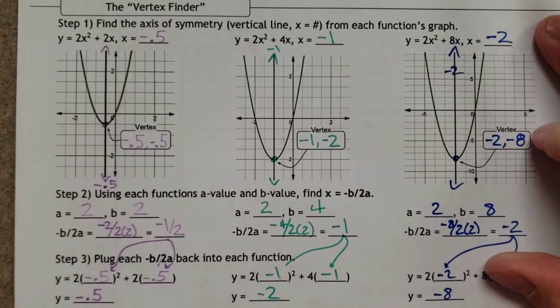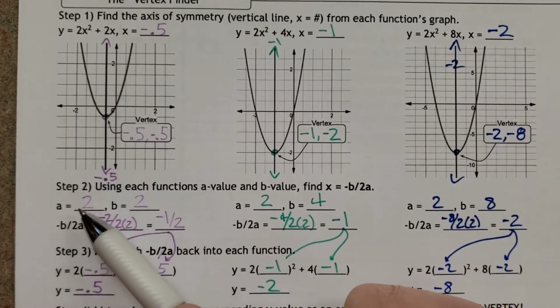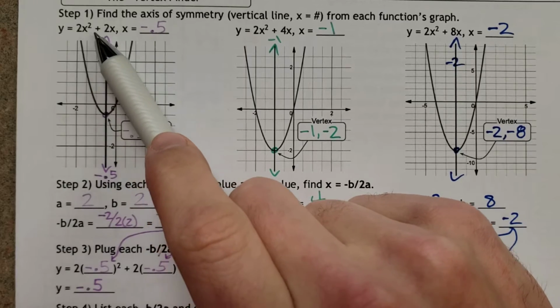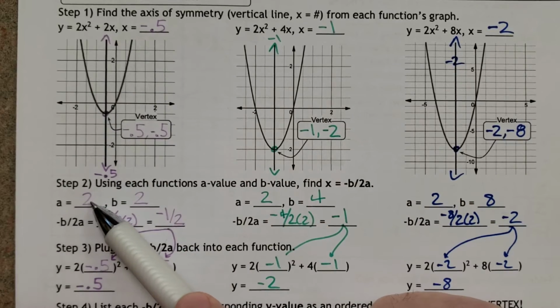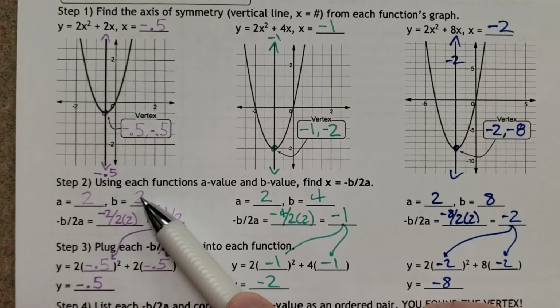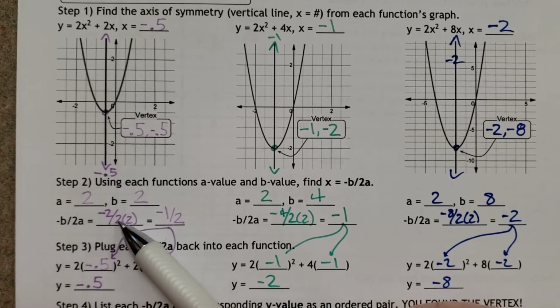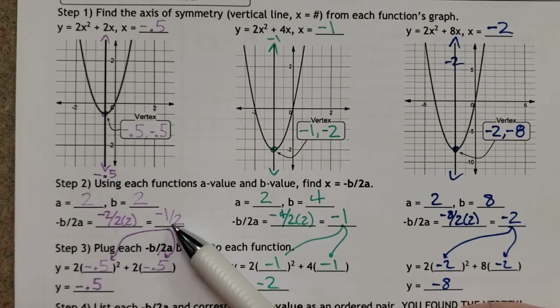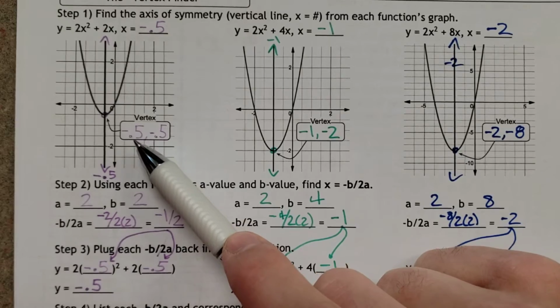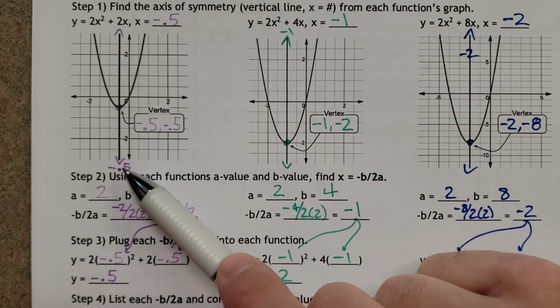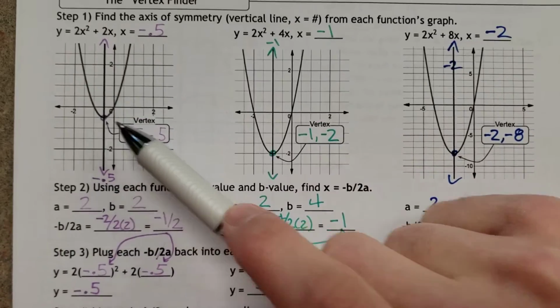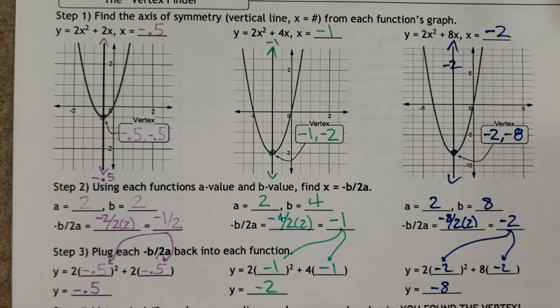So check this out. With this first graph, we have y equals 2x squared plus 2x. The a value is 2, the b value is 2. So if we take negative b over 2a, we get negative half, negative 0.5, which is also the axis of symmetry. So it's kind of locating where the vertex is, which is why it's called the vertex finder.